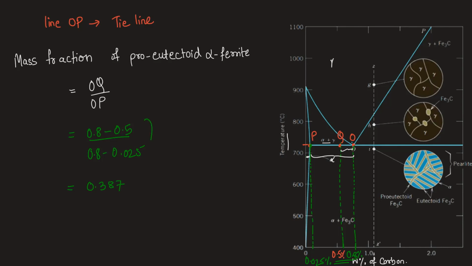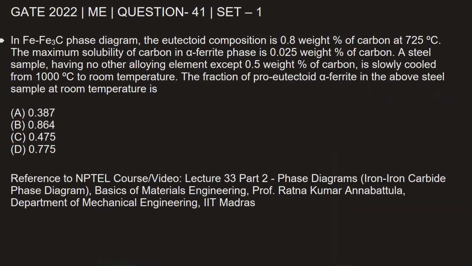You can directly substitute this fraction in the calculator to find out this. So let's go back and mark the correct option. The fraction of pro-eutectoid alpha ferrite in the above steel sample at room temperature is option A, which is 0.387.